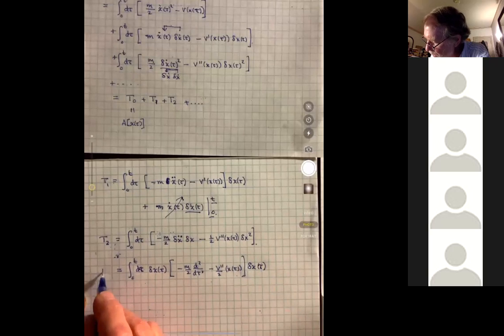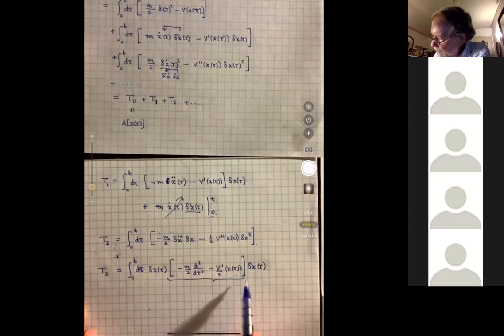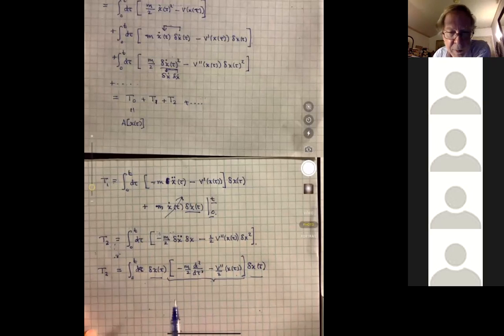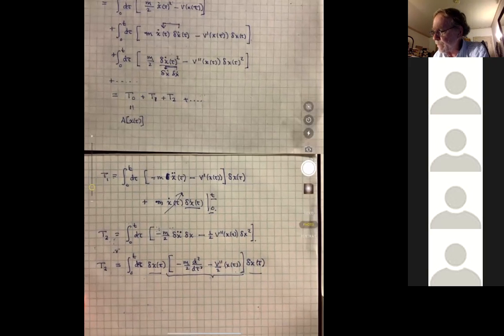So that T2 then, as you see, looks sort of like a matrix element in quantum mechanics. There's an operator in the middle. There's a wave function on the two sides. And we do an integral to create the matrix element. It's not a spatial integral, it's a time integral. But there's a similarity there. The delta x here, the variation, plays a role like the wave function. We'll come back to the T2 later on.